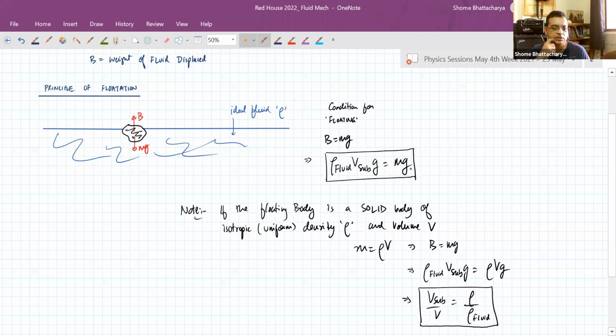The first equation is universal for any and every type of body which is floating. The second one is conditional, that the body floating should be solid and of isotropic or uniform density.